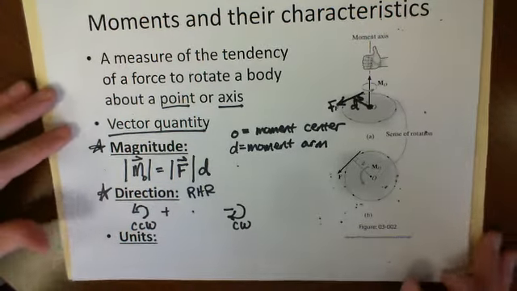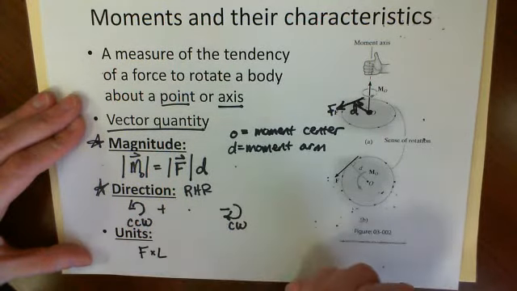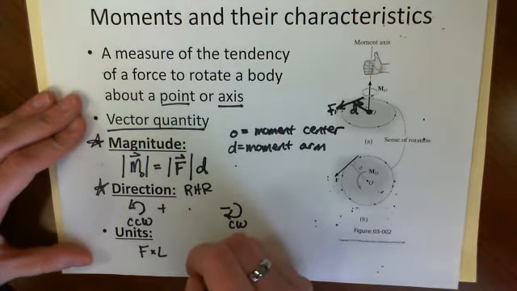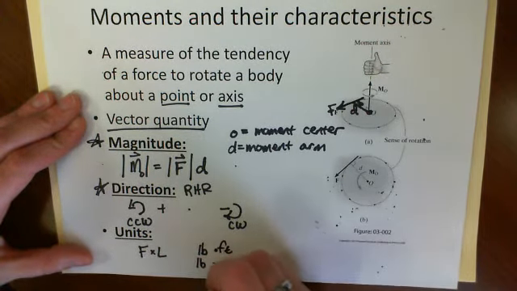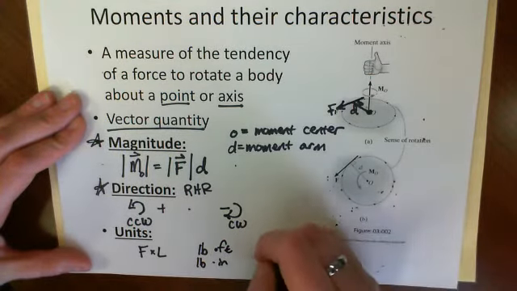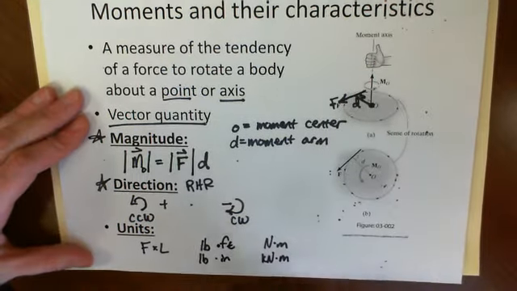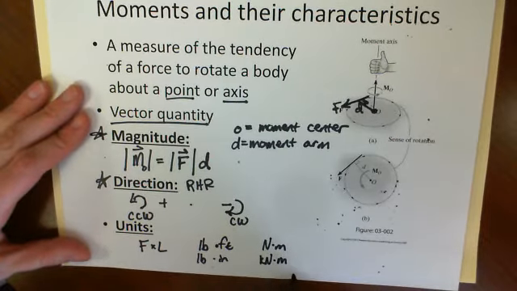What are the units then for a moment? We are multiplying a force by a length. So in the English unit system, we would have a force times a length, or we could have force times inches, or in SI we would have Newton meters or kilonewton meters, for example. So the units for a moment would be foot pounds or pound inches or Newton meters or kilonewton meters. And yes, people will often call this a foot pound rather than a pound foot. So you'll hear those.